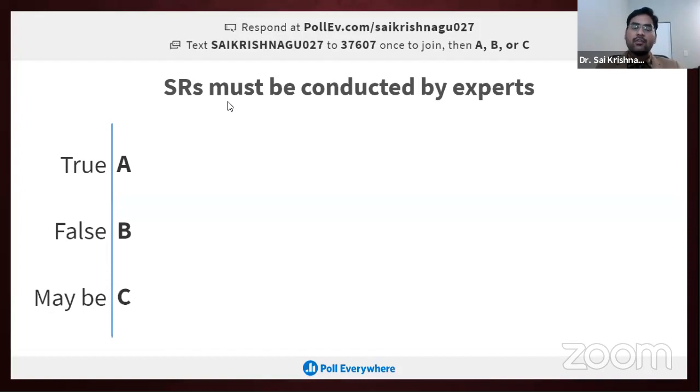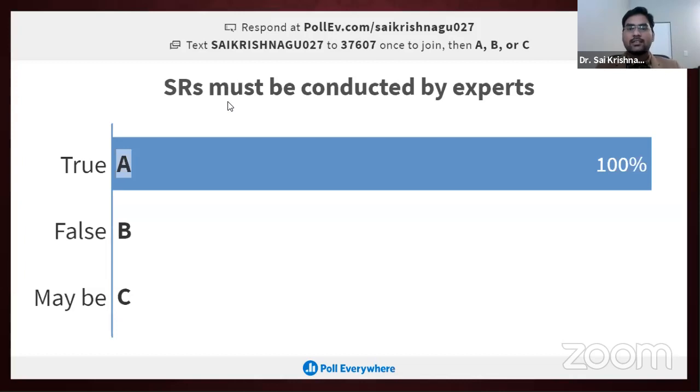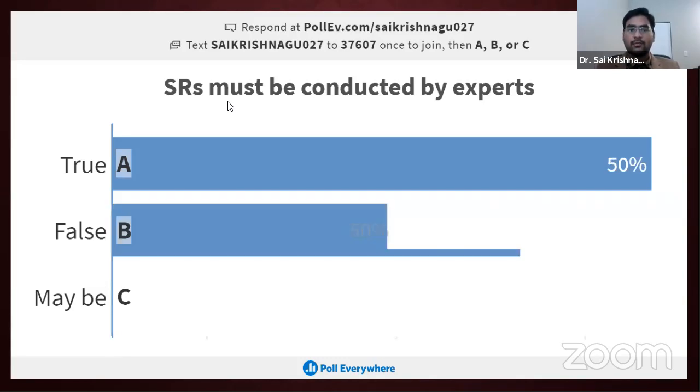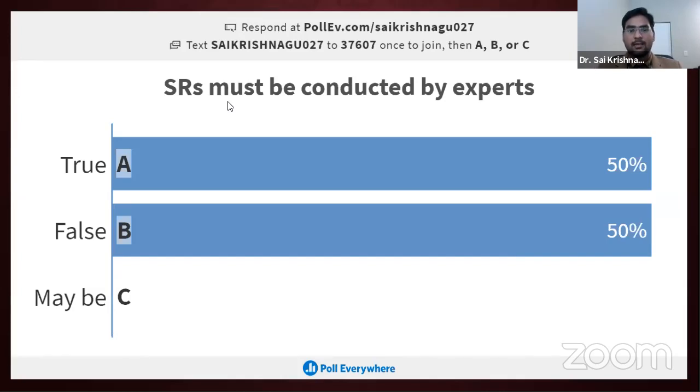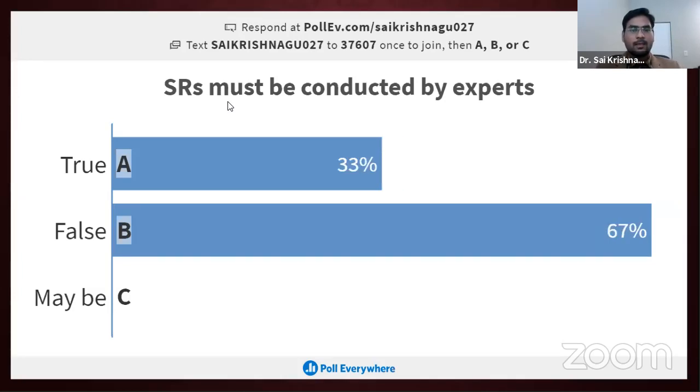So here is a very quick question for you guys. After all this talk, the question is, systematic reviews must be conducted by experts. So just go to the tab and type polev.com/SaiKrishnaGU027 and answer this question. Do you think systematic reviews should be only conducted by experts? True, false, maybe? I'll just give you 5 to 10 seconds.